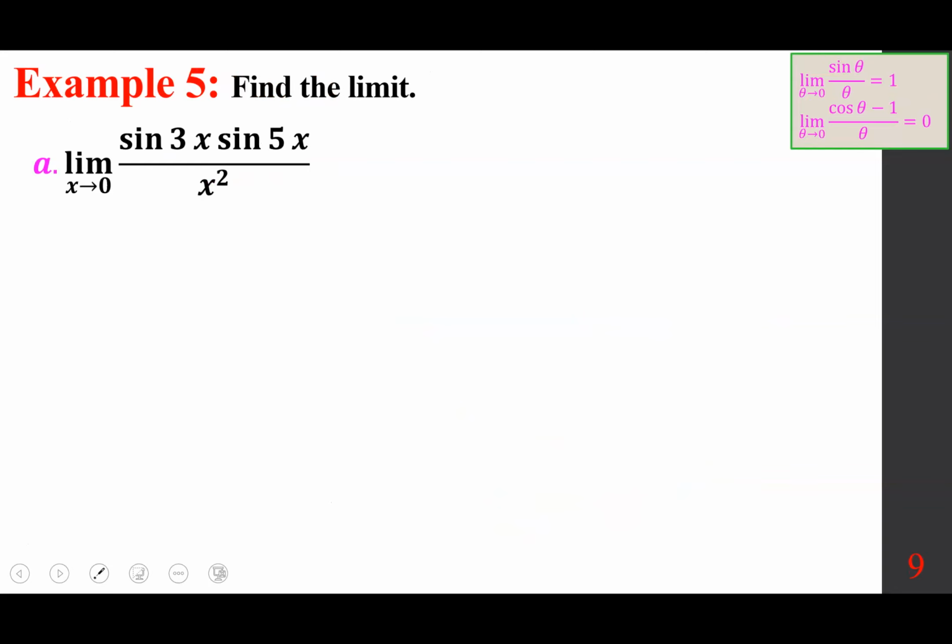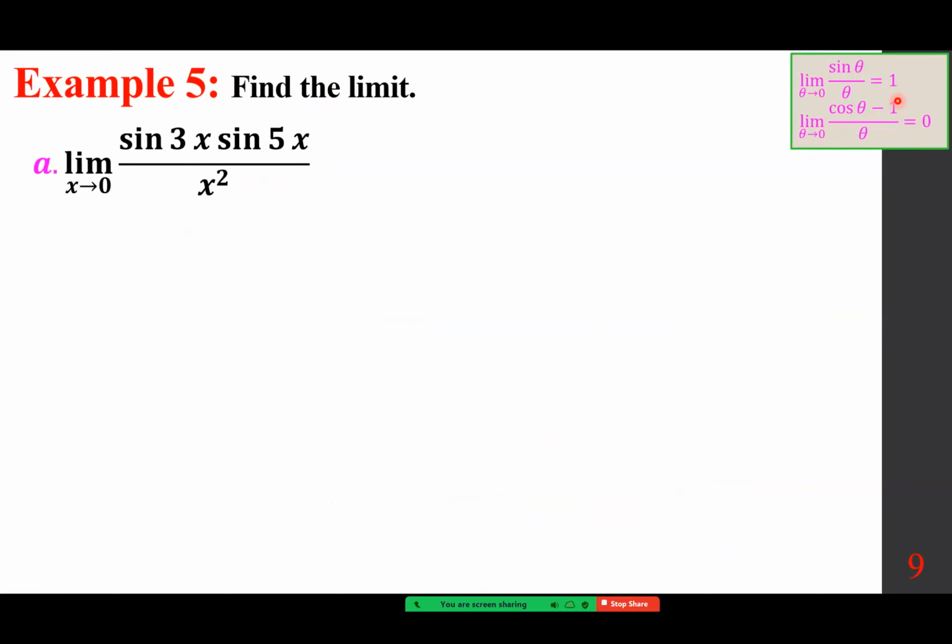We want to find the following limits, and before we do that, let's remind everybody of the limit of sine theta over theta as theta approaches 0 is 1. The limit of cosine theta minus 1 over theta as theta approaches 0 equals 0. We can use these two that we have already established to prove others.